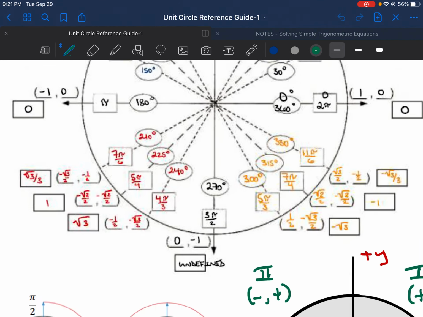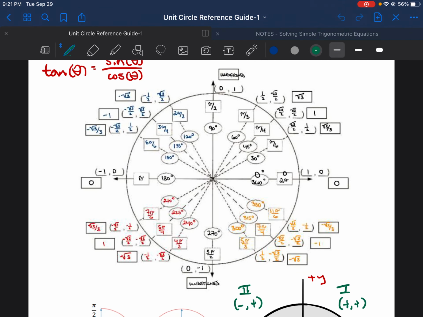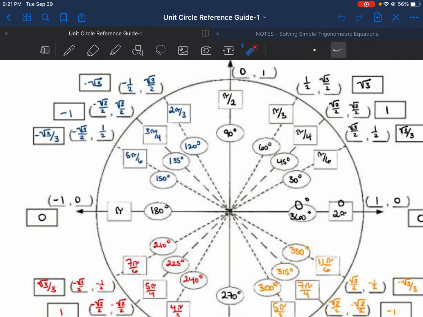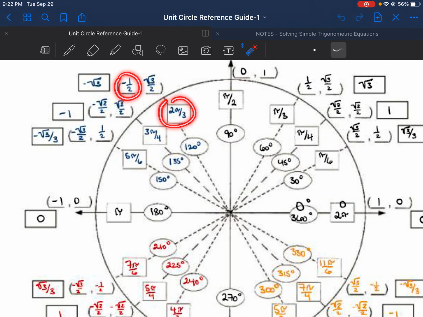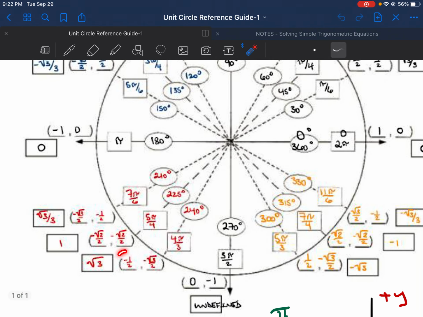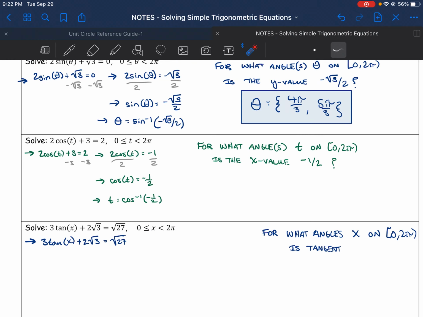So moving over to our unit circle, we want to find x values of negative 1/2. Here's an x value of negative 1/2 at 2 pi over 3, and here's another x value of negative 1/2 at 4 pi over 3. So our answers, since we have 2 of them, are going to be the set 2 pi over 3 and 4 pi over 3.